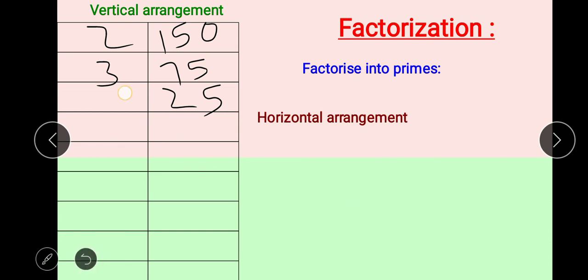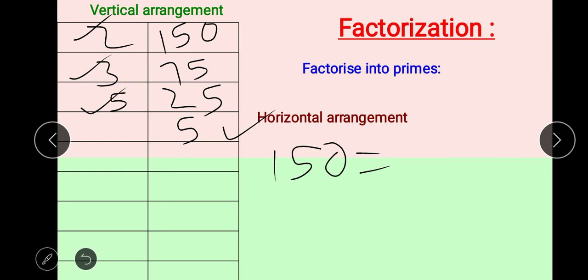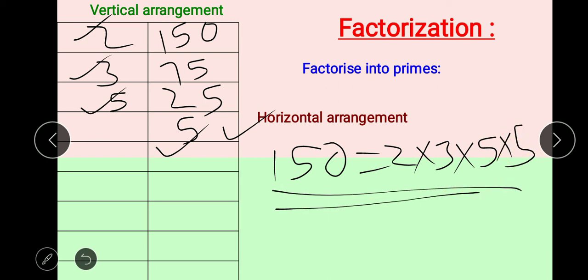When we divide the number 25 by 5, 5 fives are 25, students. Our answer will be 5. Now here 5 is a prime number, so 5 ones are 5. And our factorization will be 150 is equal to, here, students, 5 is a prime number, so no need to proceed. We'll stop here only and we'll write 150 is equal to 2 into 3 into 5 into 5. So this is our factorization for 150, students.